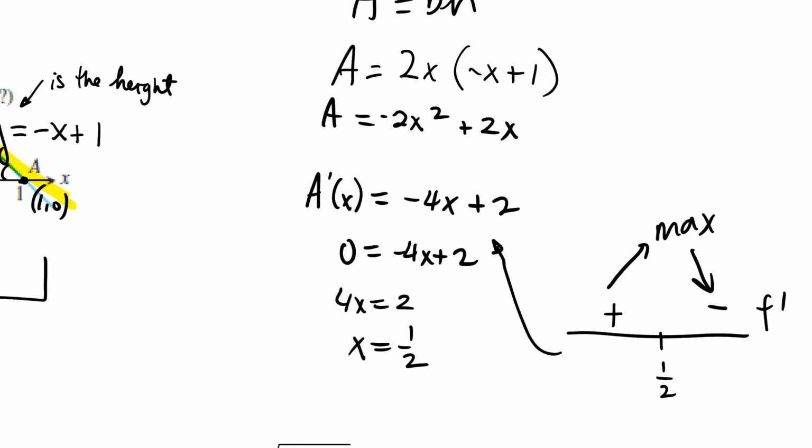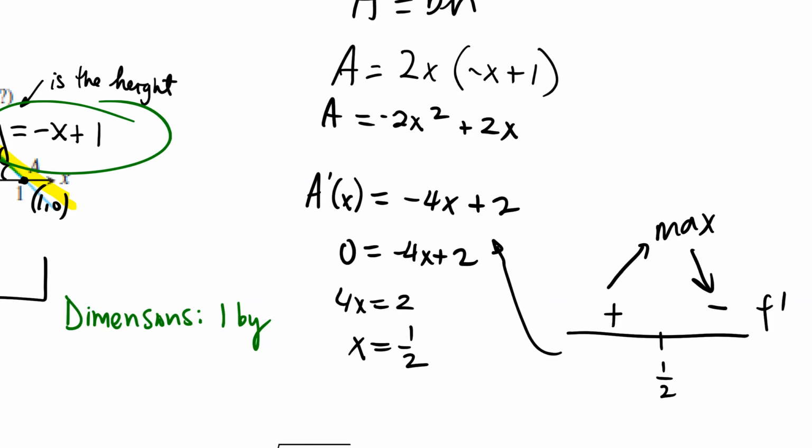So what is the largest area we can have, and what are its dimensions? Okay, so let's find the dimensions first. Dimensions are the easiest thing. Remember, our base is 2x. So 2 times 1/2 is just 1. So that's our base, and then what is our height going to be? We plug into the y equation. Negative 1/2 plus 1 is 1/2. So it's 1 by 1/2. So the area, you just multiply them together: 1 times 1/2 is just 1/2 square units.